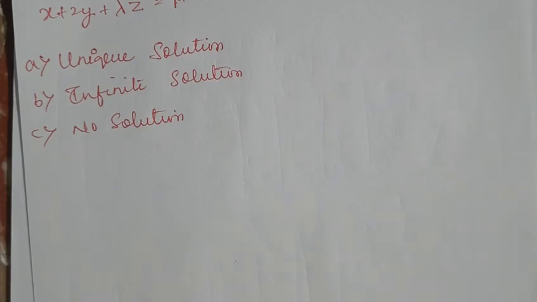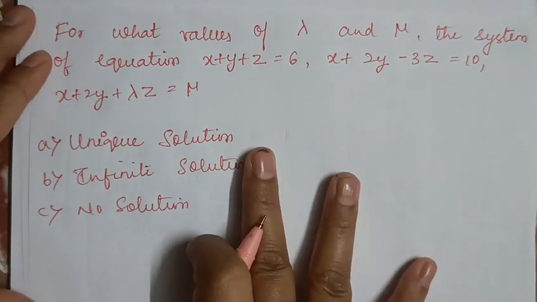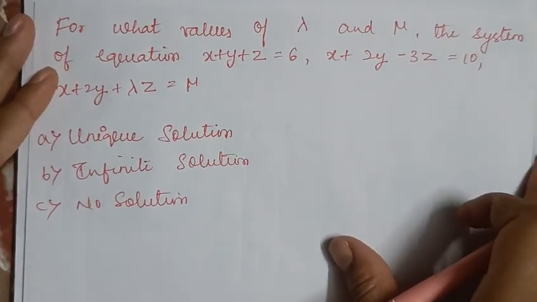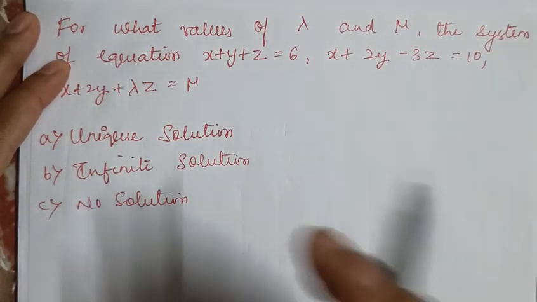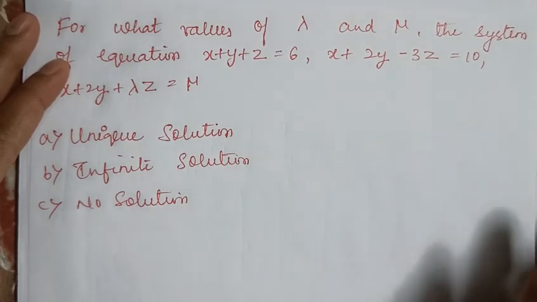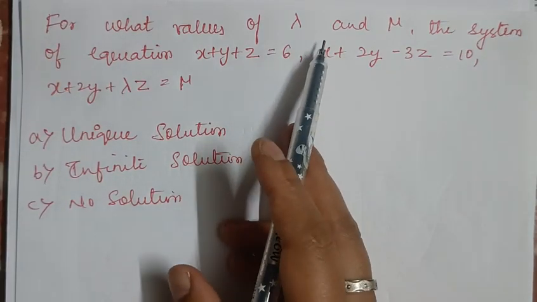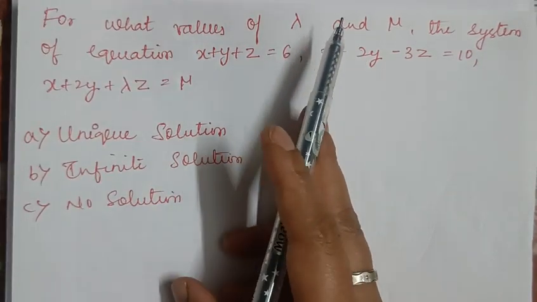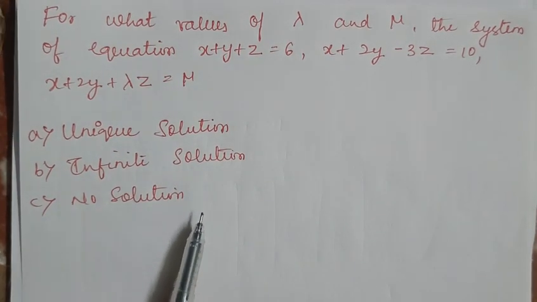Now let's move to the question we were about to solve. Now we know what unique, infinite and no solution mean. We will find for which values of the parameters, lambda and mu, we are going to have these cases.